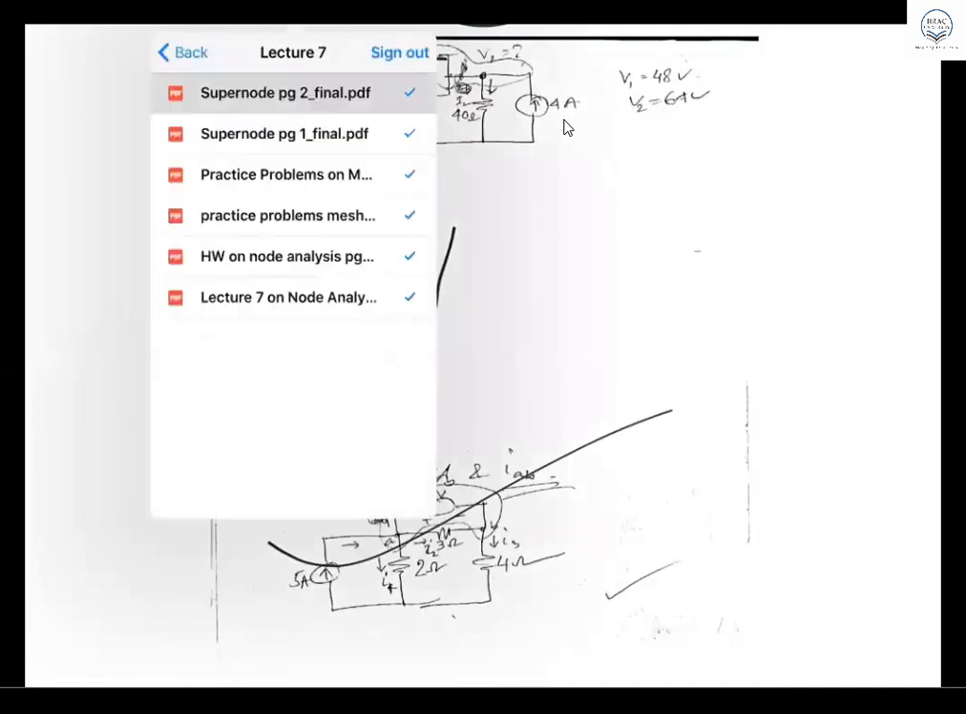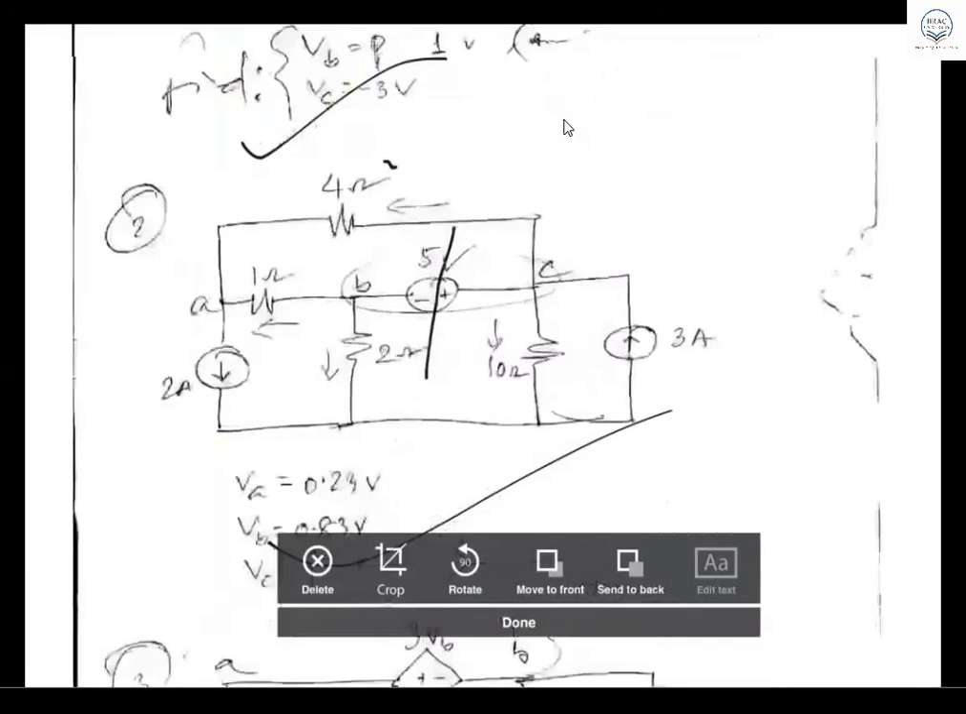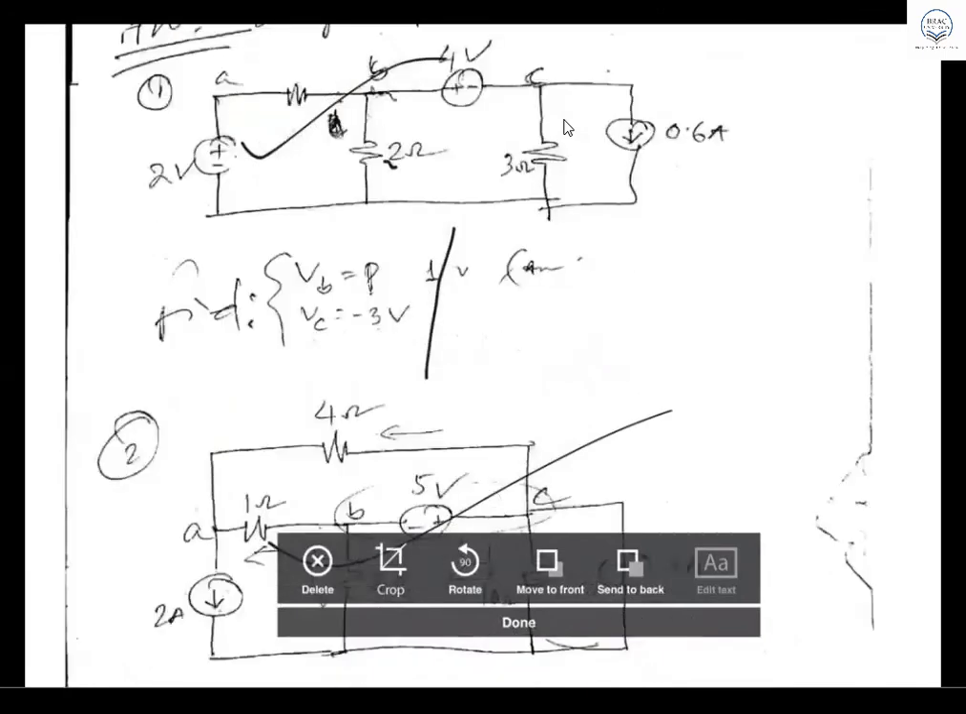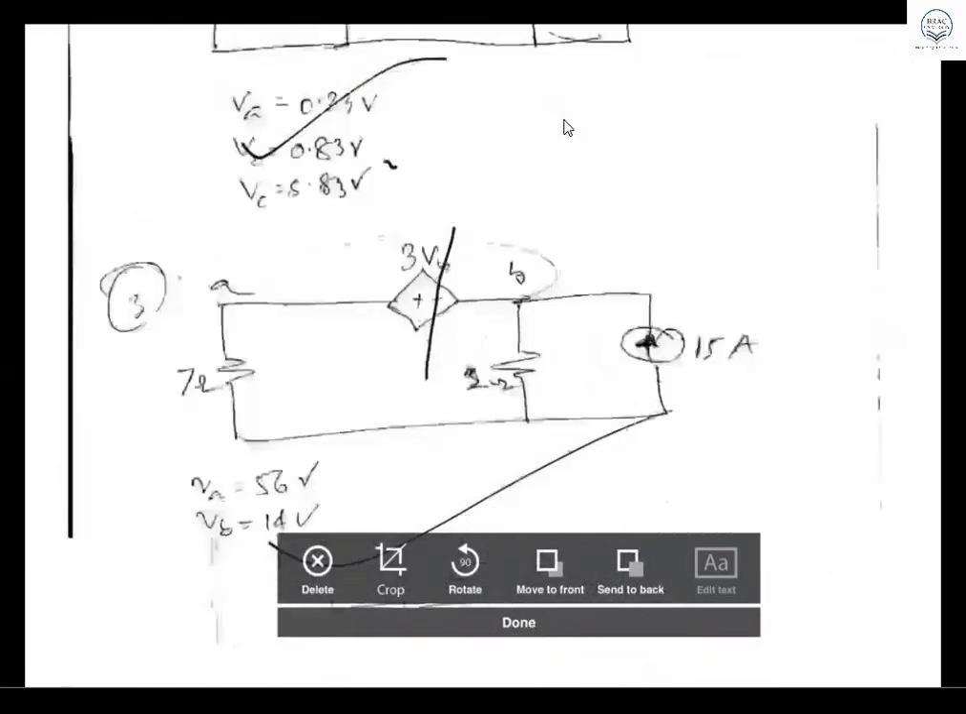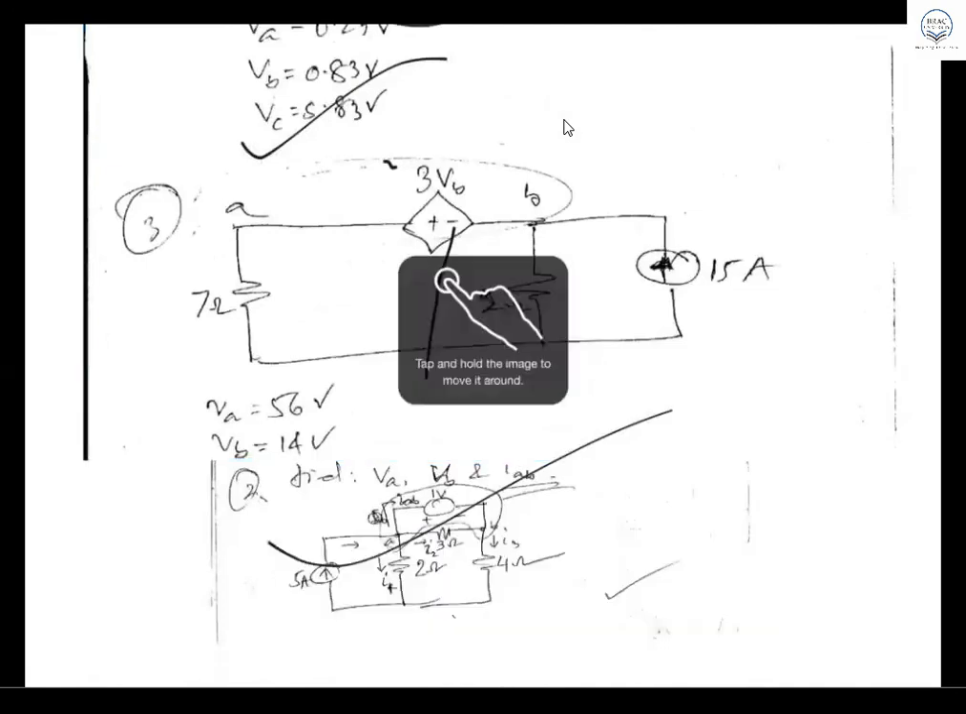This is another page you can see. This is the supernode problem. So these problems you can solve after next class, when I will show you the supernode from the beginning. Then you can understand how to solve this supernode problem. So you don't need to waste time on that.